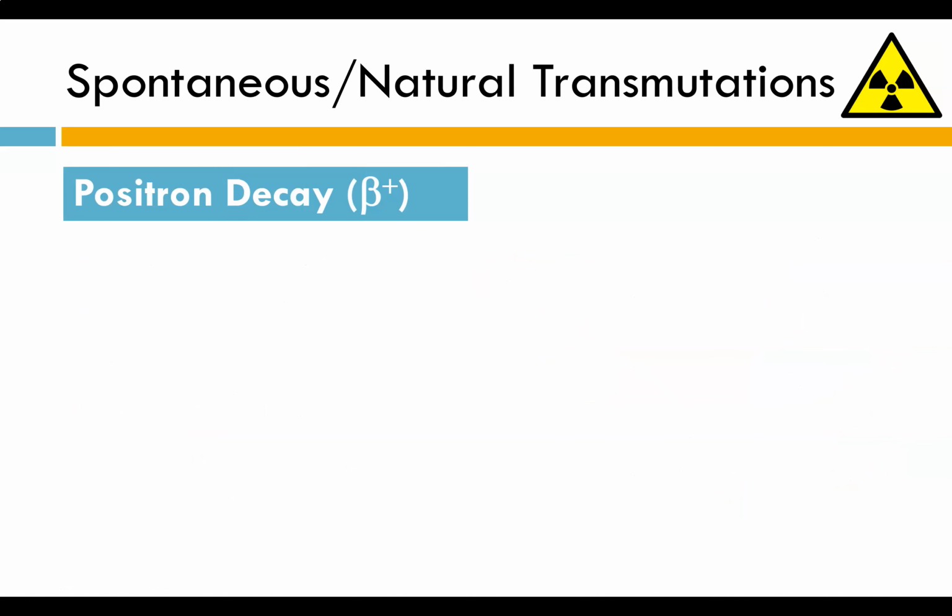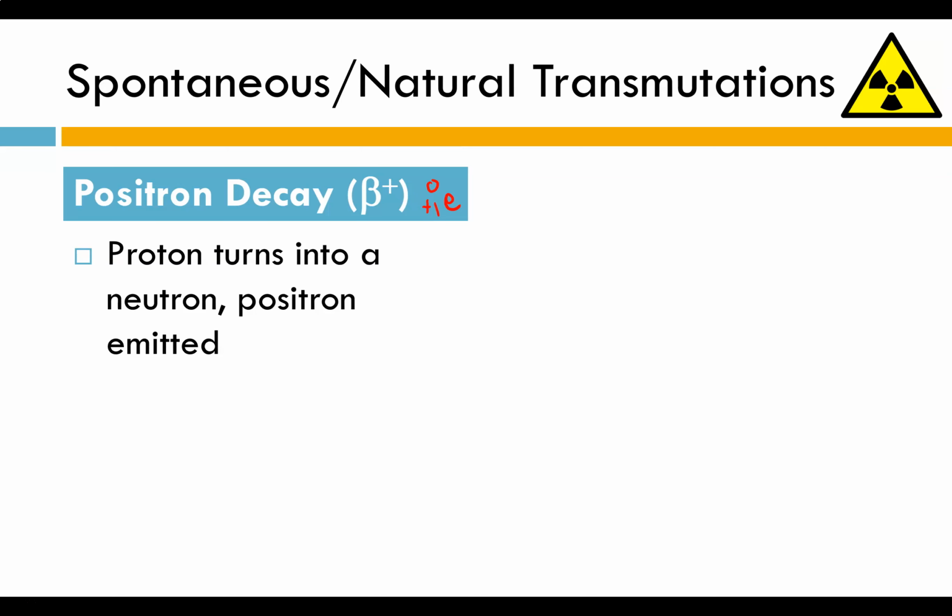Up next, we have positron decay. Positron decay might also have this symbol. And you might be looking at that saying, well, that's kind of weird. It's got no mass, a charge of +1, and the symbol of an electron. Yeah, positron is a type of antimatter. It's basically a positively charged electron. Positron and beta decay are opposites of one another. In positron decay, a proton turns into a neutron, and this positively charged particle, a positron, is emitted.